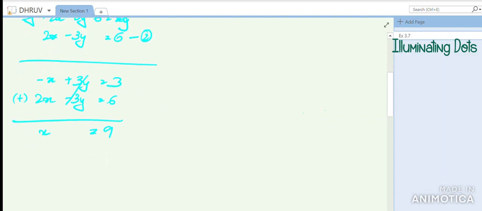Now I put this in equation 1, that is minus x plus 3y is equal to 3.